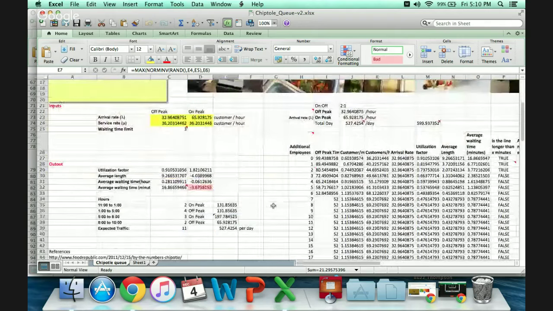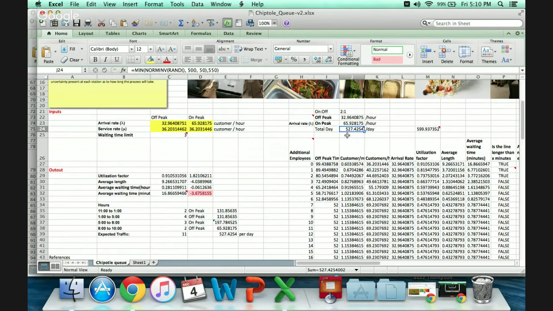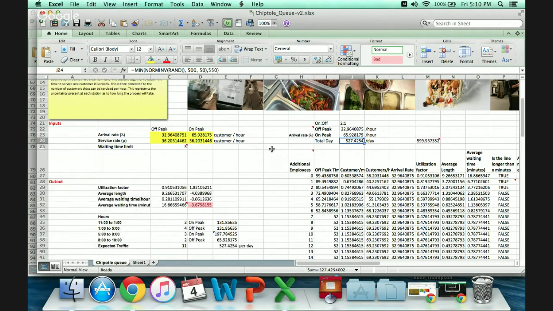And for arrival rate, we did some research and found out that about 500 people visit Chipotle every day. We broke this into on-peak and off-peak hours based around lunch and dinner. So here you can see the arrival rate. The on-peak to off-peak is a 2-to-1 ratio, so the on-peak is 2 times as high as the off-peak always. And this is also a norm inverse function to generate uncertainty. So we have uncertainty in the arrival rate as well as the service rate.